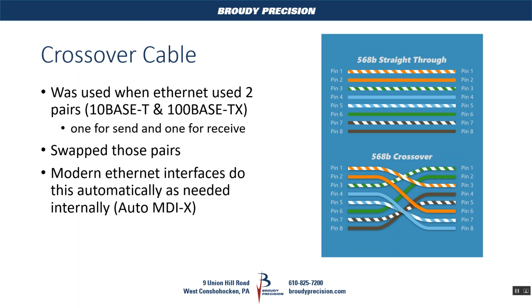So what we would have to do is use something called a crossover cable, which swapped those pairs of wires so that one end was sending on a pair while the other was receiving on that same pair. Modern Ethernet interfaces today do this automatically using a protocol called auto MDI-X. And it's done internally, you don't have to do it, it's done automatically. And the Ethernet interface will sense whether or not it needs to do it.